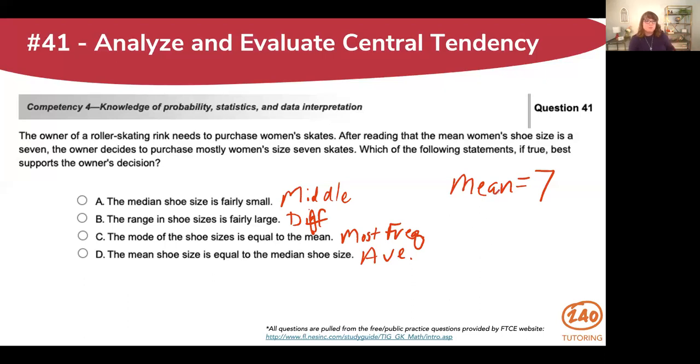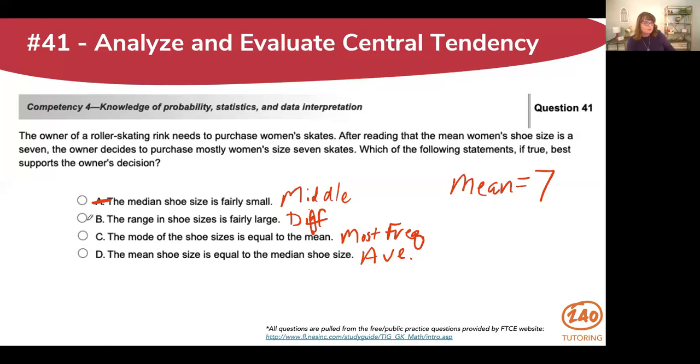So if the median shoe size is really small, that really doesn't tell us a whole lot because it can be thrown off more by those outliers, those numbers in our data set that are really high or really low, and there's not very many of them, maybe only one.